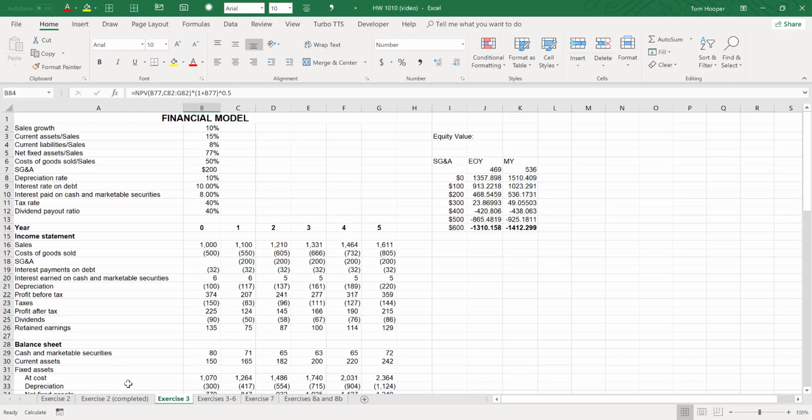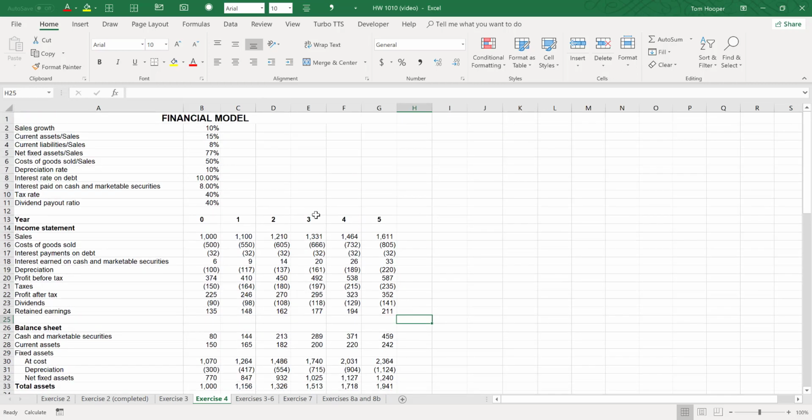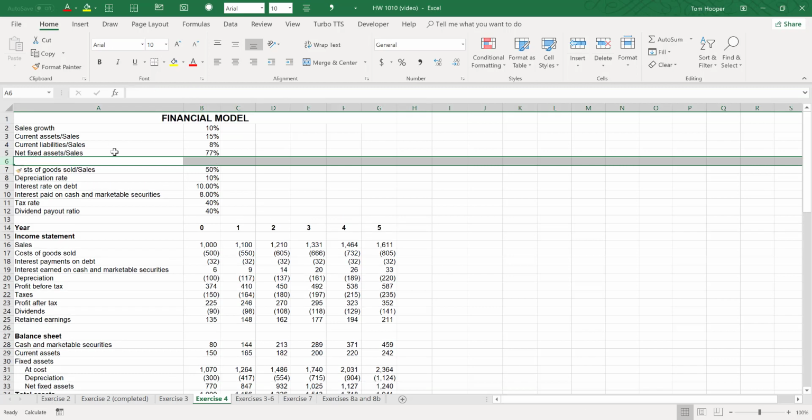Now let's do exercise 4. We'll copy our completed exercise 2. Change its name to exercise 4. And we are asked in years 1 and forward to calculate fixed assets at cost as 100% of sales.